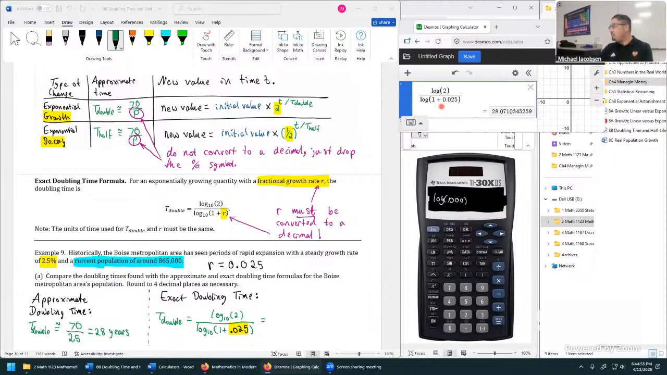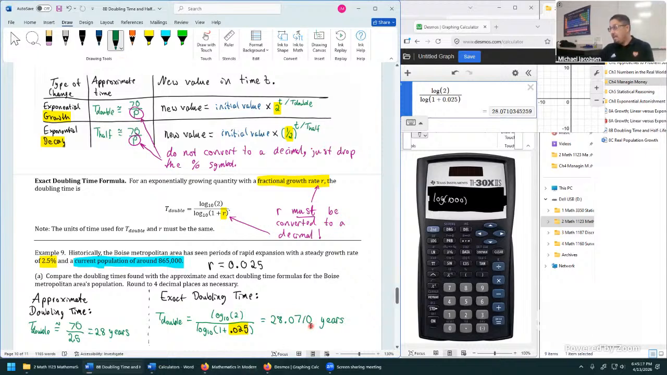So if you add them together, it'd be 1.025. If you go with the 0.25 here, the correct value we converted it over to, to 4 decimal places, we get 28.0710 years. So we got it, folks.